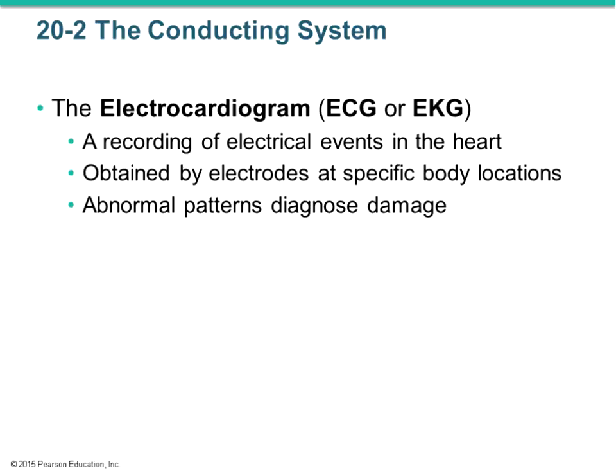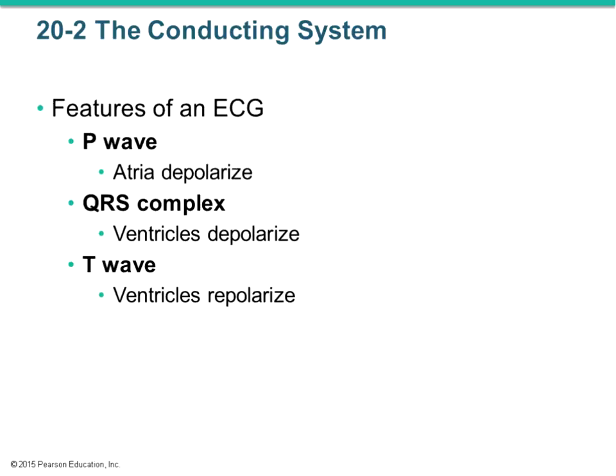So it's a nice non-invasive way for a cardiologist, for instance, or clinician to get an idea of what's happening at the heart. Okay, and so there are different features on an EKG that I want to make sure you have a good understanding of. Things like the P wave or the QRS complex. These are all features that are significant because they're reflecting what's happening at the given time of the cardiac cycle.